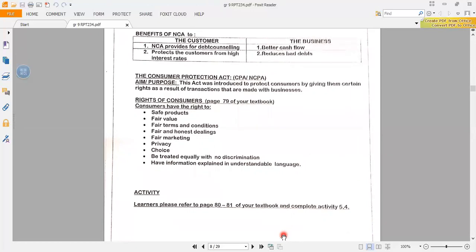All right, so the activity for this section is activity 5.4, which you are going to complete in your notebook. That activity will be seen in your textbook. When we get back to class, learners, I'll be going through the answers, so please have them ready for me. Thank you.